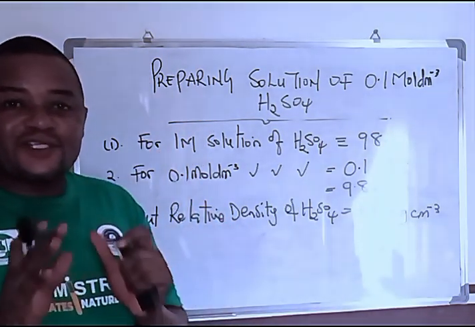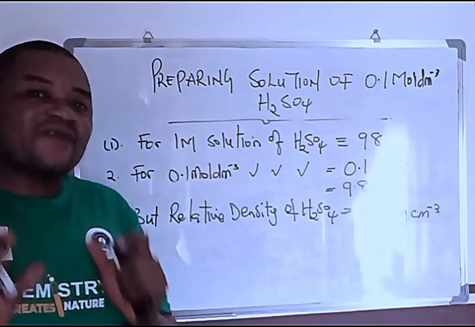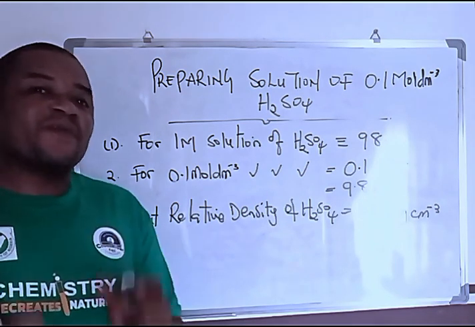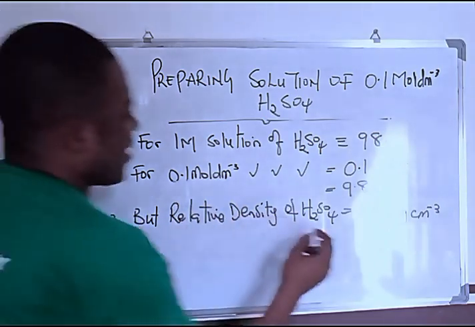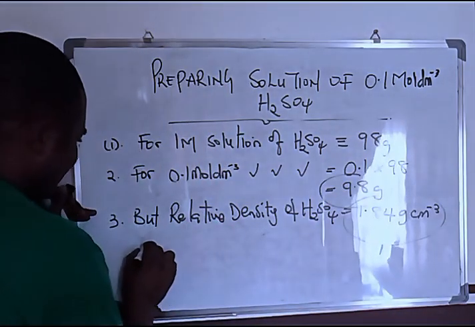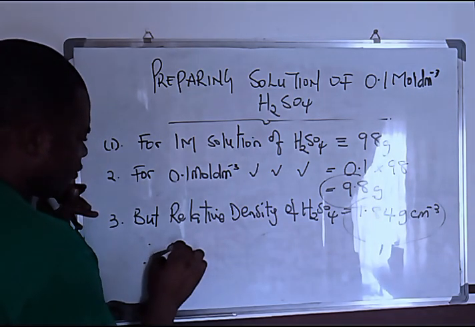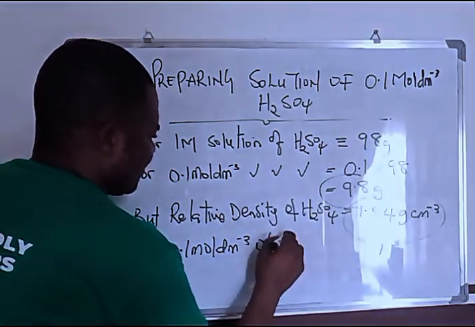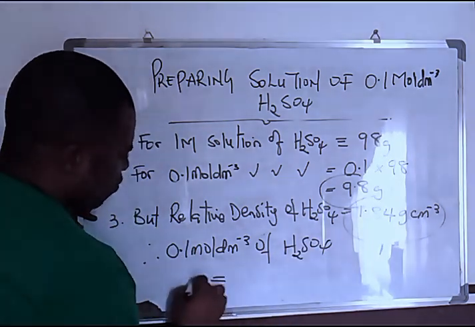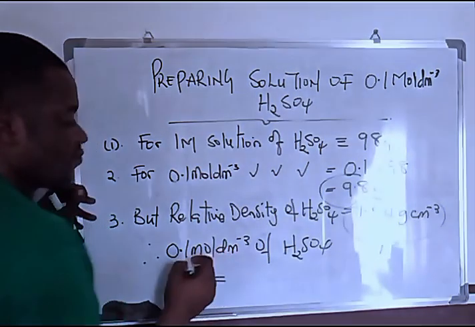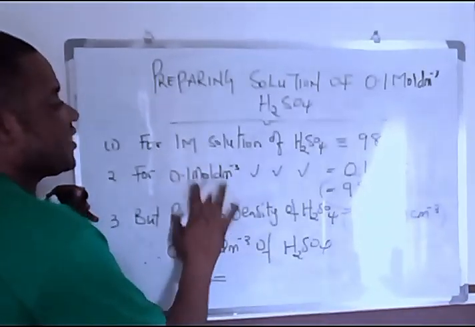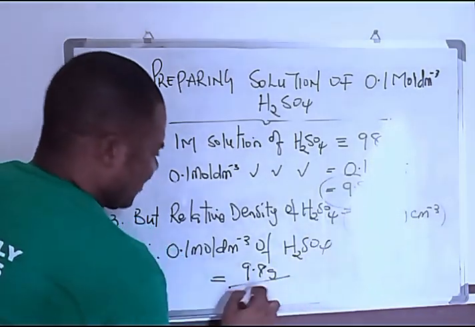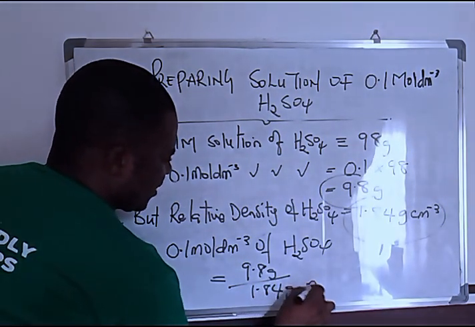So in order to get that 0.1 mole per dm cube solution of sulfuric acid in cubic centimeter for volume, to be able to use it to prepare your standard solution, we are going to simply marry this and this. So we said therefore 0.1 mole per dm cube of sulfuric acid, H2SO4, will be equal to 9.8, which is the equivalent in grams of 0.1 mole per dm cube, 9.8 grams, all over the relative density 1.84 grams per cubic centimeter.